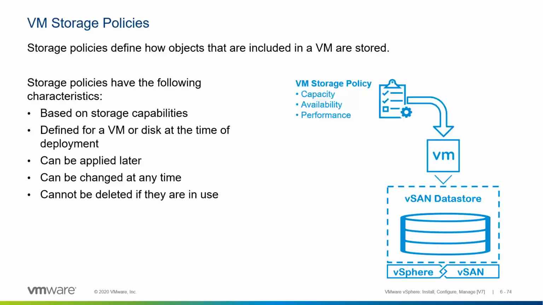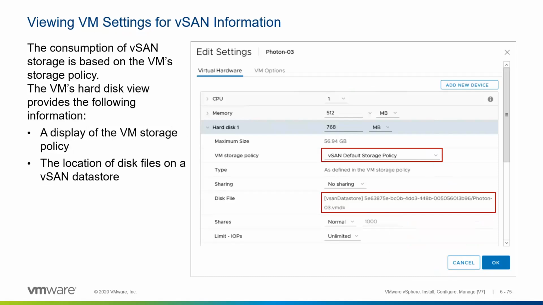Remember namespaces, policies. How are objects included in a VM? Well, they have a storage policy. How big it is can be applied at different times. There's a vSAN storage policy. Where are the locations on the vSAN stored? Basically, that's what's in the policy.